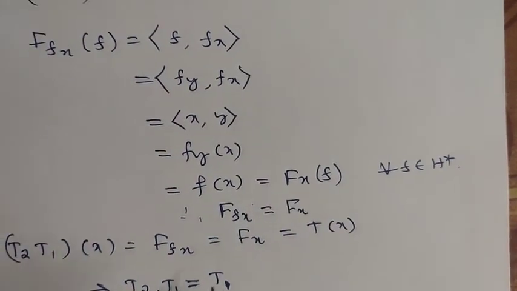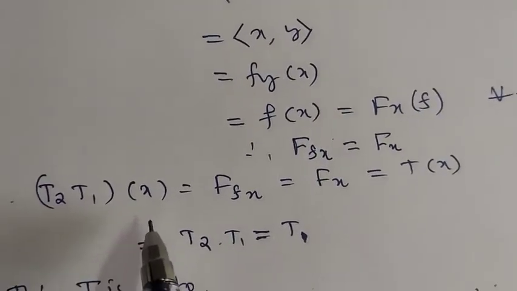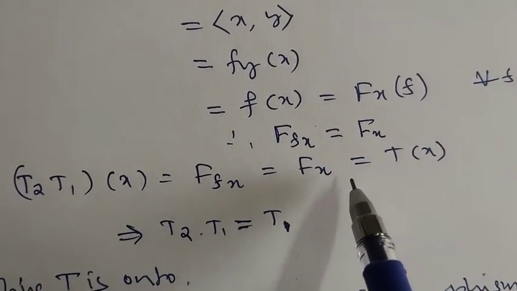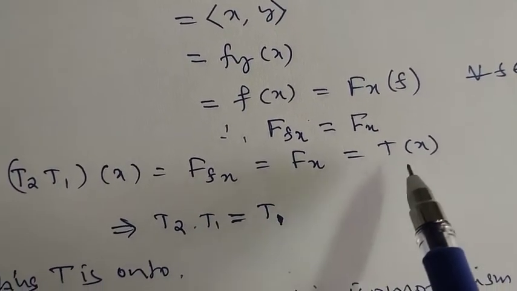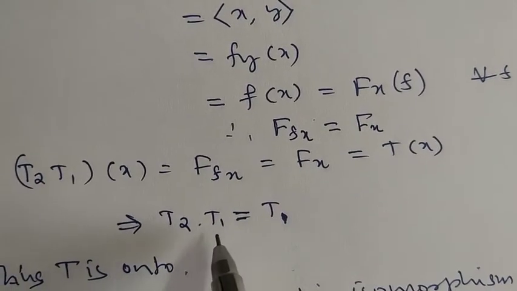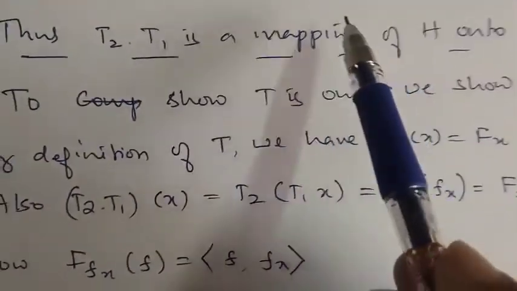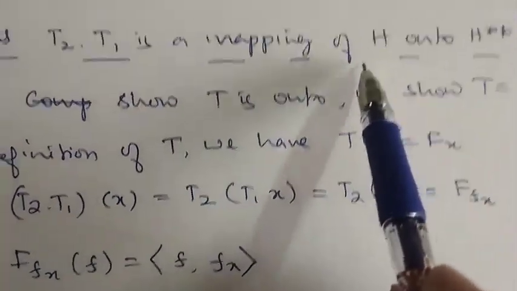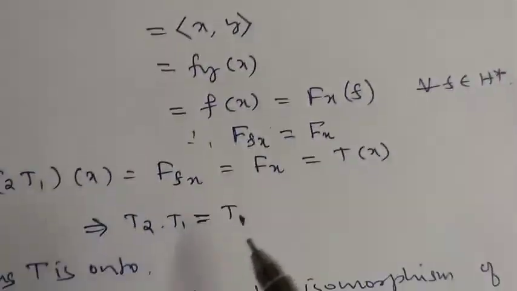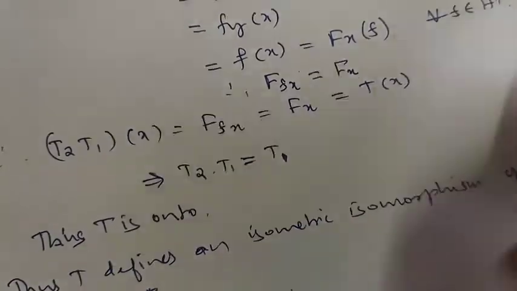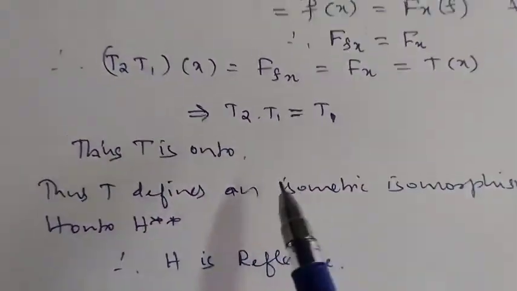Now, therefore, T2 into T1 of x is Fx, and that is the same as T of x. Therefore, T2 into T1 is T. Now, T2 into T1 is 1-1 and onto, and T2 into T1 equal to T means we can declare that T is onto.